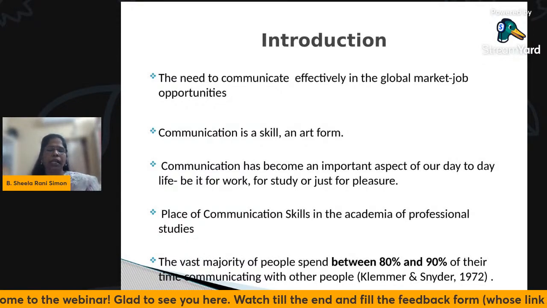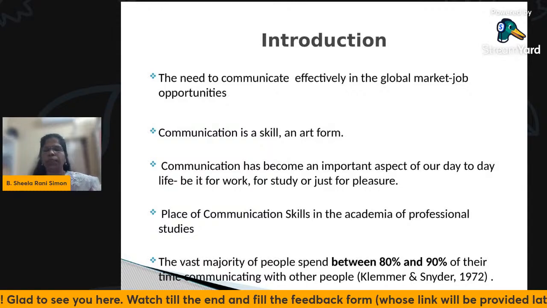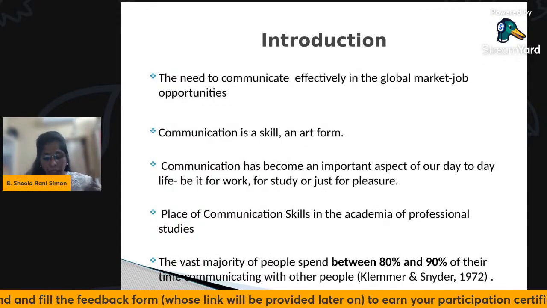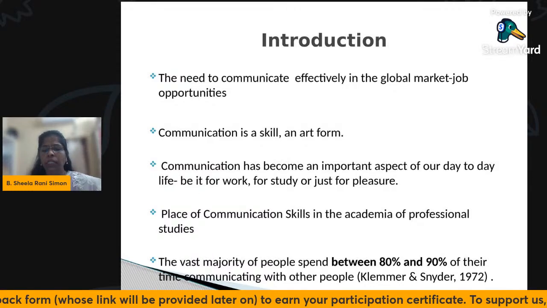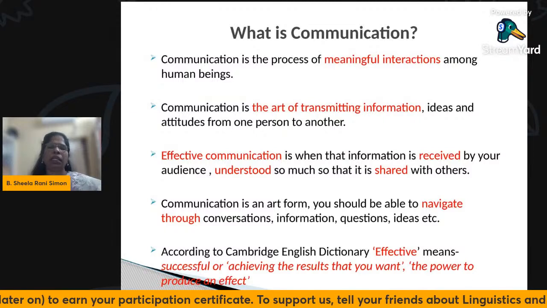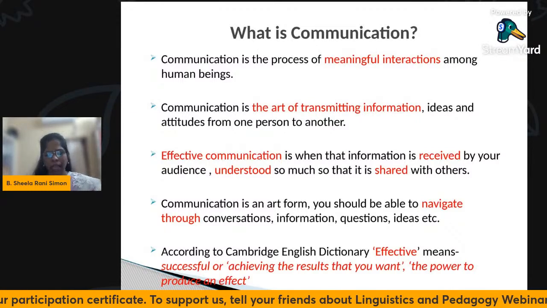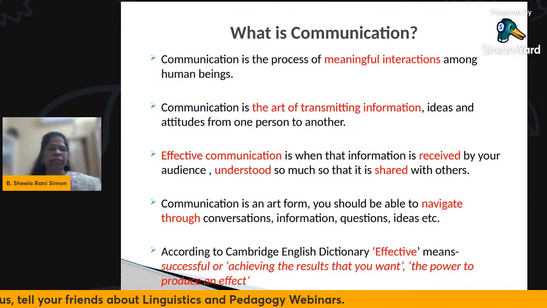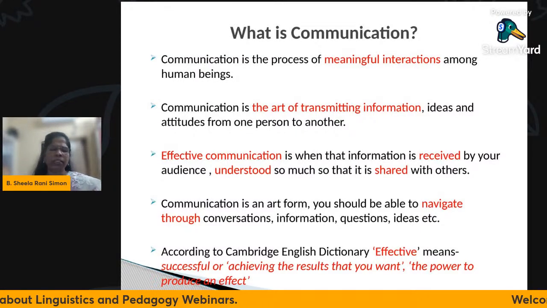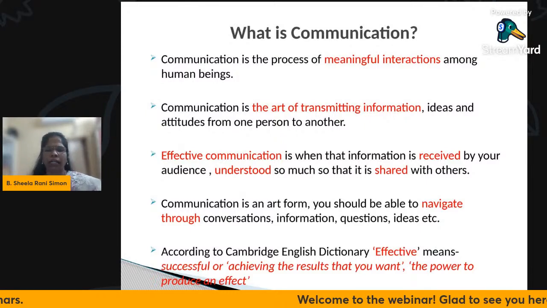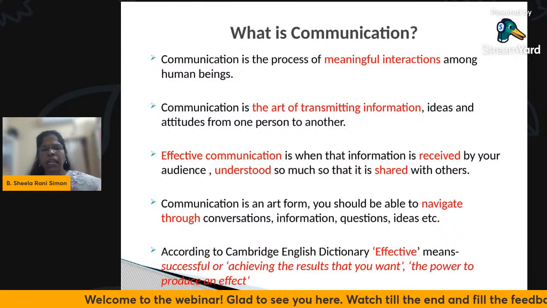And you will see that the vast majority of people spend between 80 to 90% of their time communicating with each other. So that brings us to the point of how effective we need to be in our speech or in our communication. See, before I tell you what exactly I mean by effective communication, I would also like to say that in language, most of you know that we have the LSRW language skills: listening, speaking, reading, and writing.